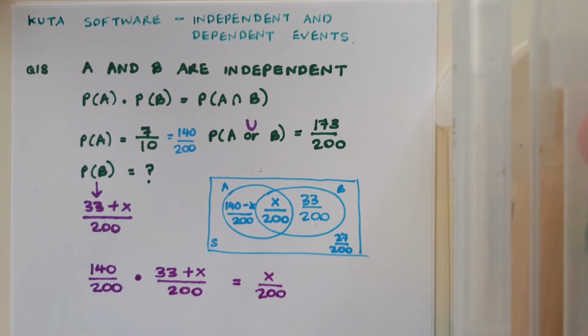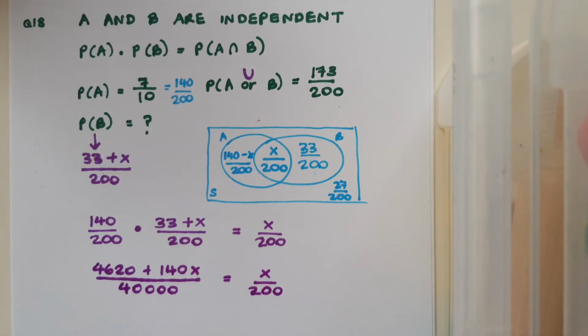Really now I'm just doing a little bit of algebra to figure out x. Multiplying out on the left-hand side, I'm going to get (4,620 plus 140x) over 40,000. And on the right-hand side, it's x/200. It'd be really nice if I didn't have denominators to worry about here, and I can sort that out by getting a common denominator, by multiplying the right-hand side by 200 above and below the line of the fraction. Now, since I've got a common denominator, 40,000 here, and 200 by 200 is 40,000 here, I can just work with the numerators.